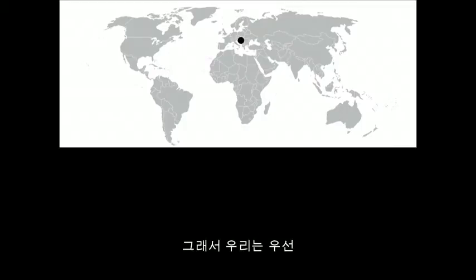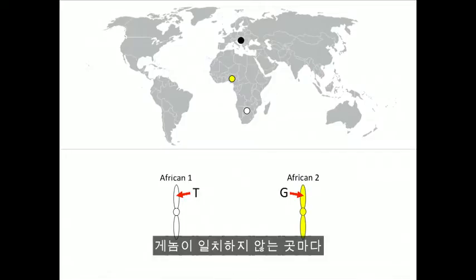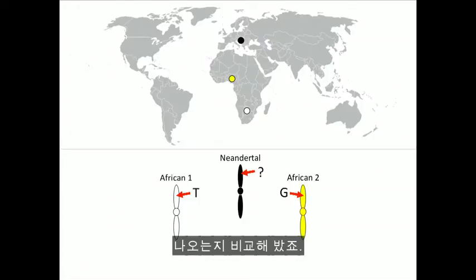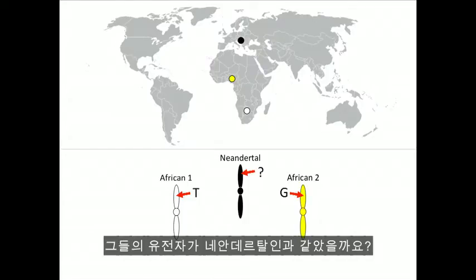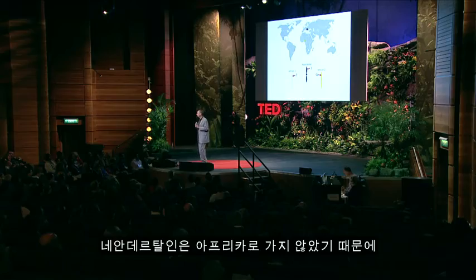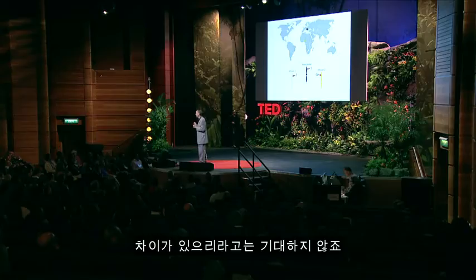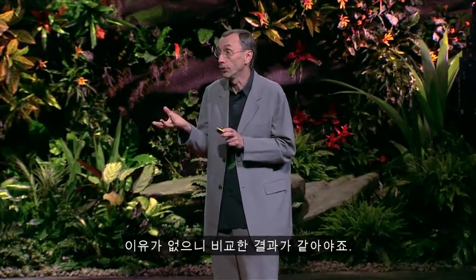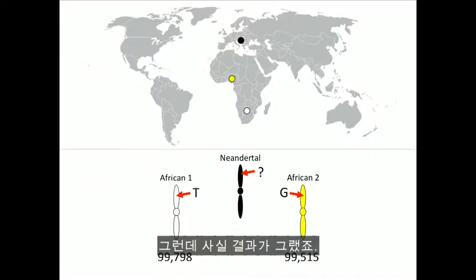So to do this, we look at pairs of individuals, starting with 2 Africans, looking at the 2 African genomes, finding places where they differ from each other, and in each case ask, what is a Neanderthal like? Does it match one African or the other African? We would expect it to be no difference because Neanderthals were never in Africa. They should be equal, have no reason to be closer to one African than another African. And that's indeed the case.